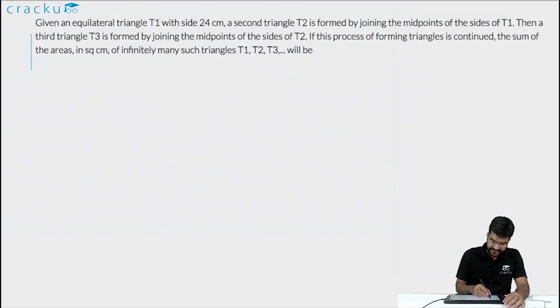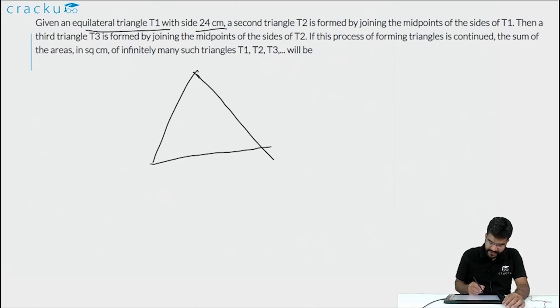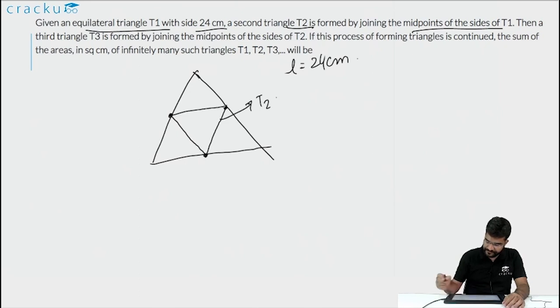In this question, it is given that there is an equilateral triangle T1 with side equal to 24 centimeters. So suppose this is the equilateral triangle T1. The length of the side L is equal to 24 centimeters. A second triangle T2 is formed by joining the midpoints of the sides of T1. So the midpoints of the sides are these, and once you join them, you are going to get a smaller equilateral triangle. This is called T2.